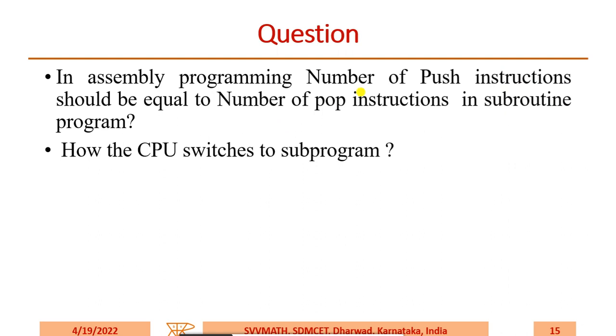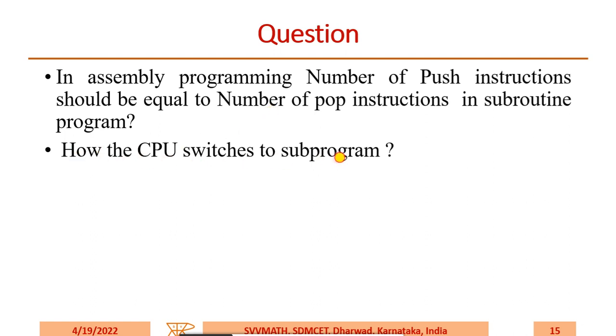In assembly programming, most of you may remember the number of push operations should be equal to the number of pop operations in a subroutine. Why? Because the return address is stored in the stack whenever you use a call instruction. When you go to the subroutine, by default the return address will be stored in the stack, and if the number of pushes equals the number of pops, then the return address will not be disturbed.